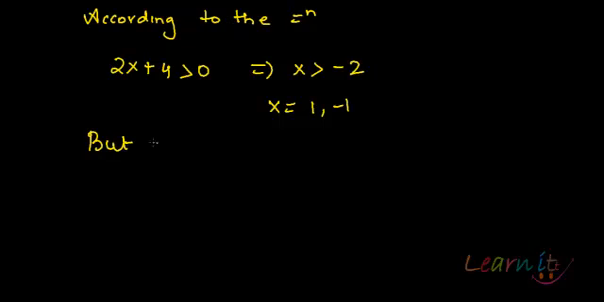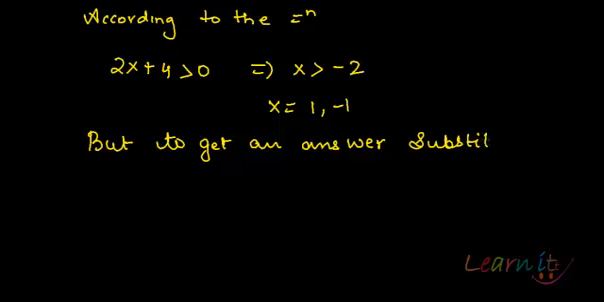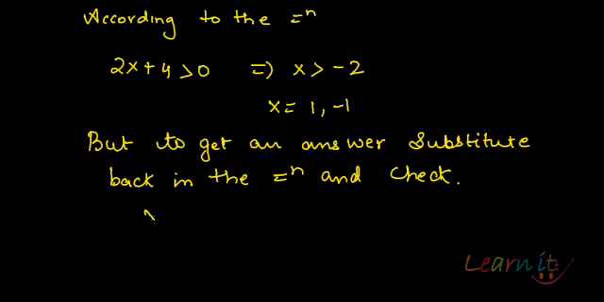But to get an answer, substitute back in the equation and check. My doubtful value is x equals to minus 1. So I would just want to check that. This is because the base this time is dependent on a variable, on this variable x. Now base is 2x plus 1.